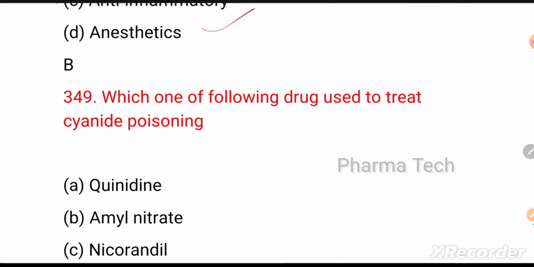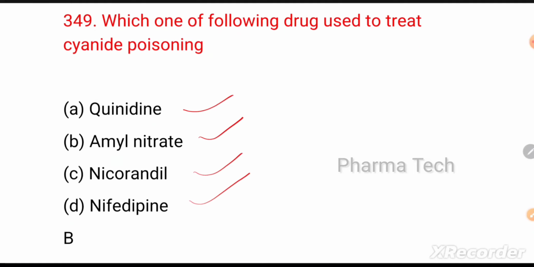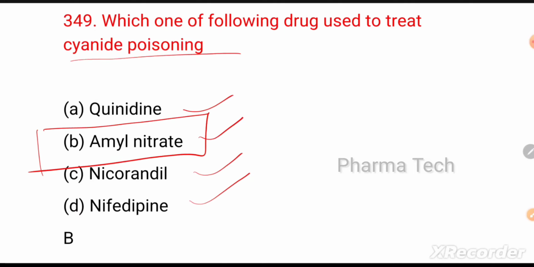Next question: which of the following drugs is used to treat cyanide poisoning? Options are quinidine, amyl nitrite, nicorandil, nifedipine. Answer is B, amyl nitrite, the drug used to treat cyanide poisoning.